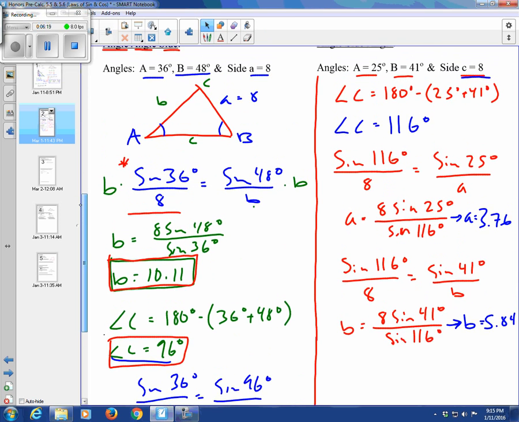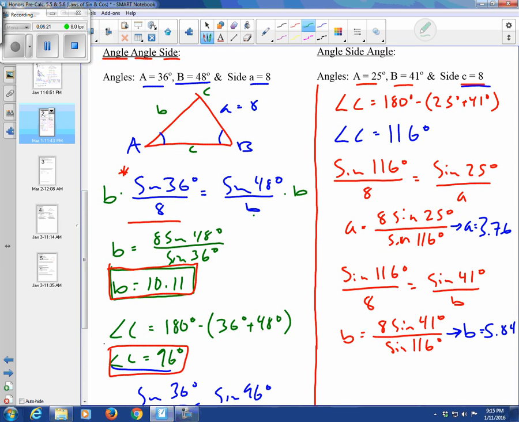Okay, so we can solve for our angle C right off the bat by saying that we know that angle C has got to be equal to 180 degrees minus the sum of the other two angles. That gives us angle C as 116 degrees. Now we've got our angle C and our side C, and we can use those in a ratio to solve for side A and side B, the other two dimensions we're missing.